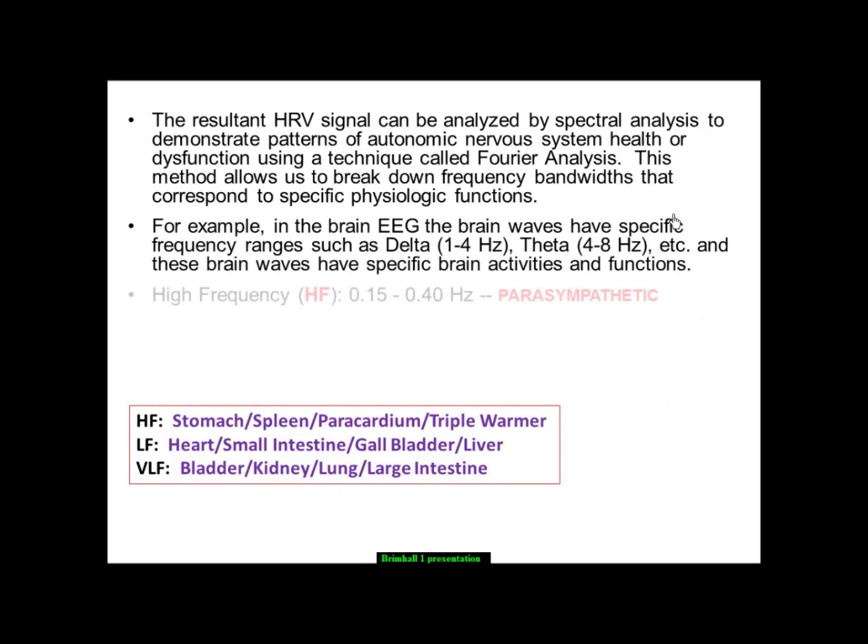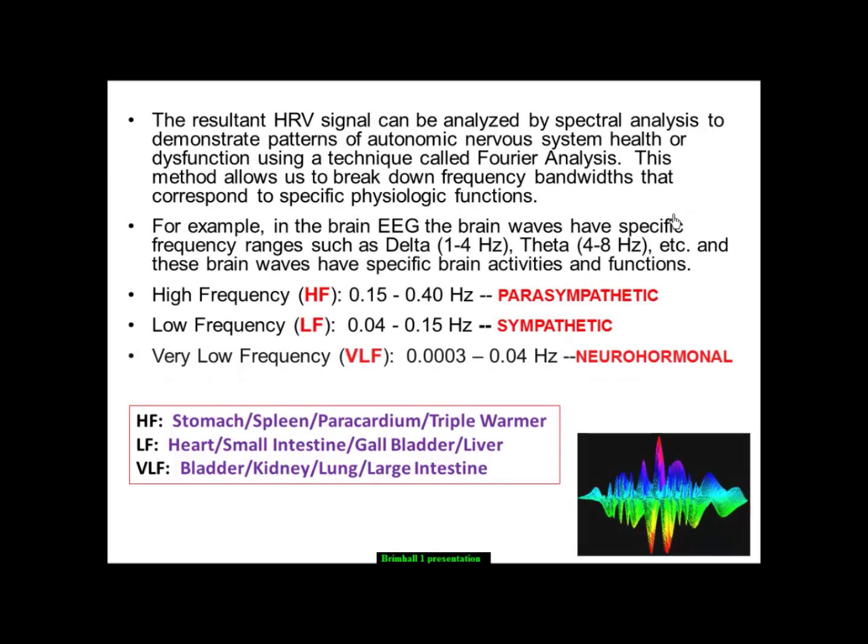What I think is really some incredible stuff has to do with the other component. We talked about the time domain. Now we're talking about the frequency spectral domain. We're talking about where we can actually take, within the machine, a spectral analysis through a process called fast Fourier transform that breaks down the EKG signal into its individual frequency component bandwidths that correspond to very specific physiologic function.